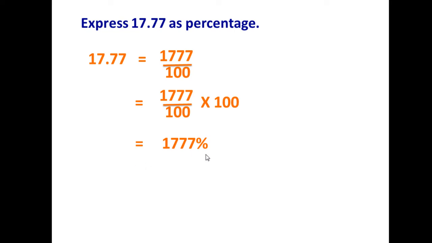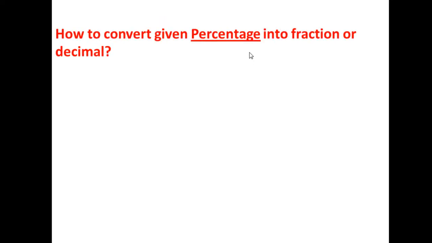1777%. Clear? So we have done one example of fraction, and this is another example of decimal. Okay. Now how to convert given percentage into fraction? Now we are going to proceed with another thing that I told you.